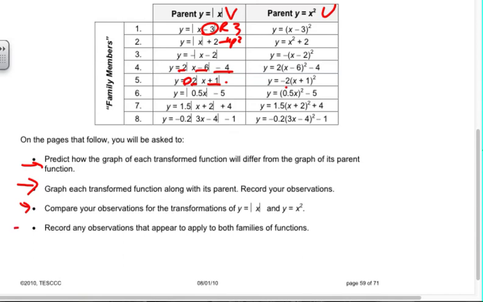Then I want you to record anything you find that appears to apply to all the families. And here we're specifically looking at the type of transformations. Translations, okay, dilations, vertical stretches, horizontal stretches, and reflections. So anything that goes on to both of these, I want you to record it in the thing, and then you're going to have to come in and generalize all of this out. So the next 2 pages, what you're going to actually do is come in and explore all of this stuff and make notes on it.